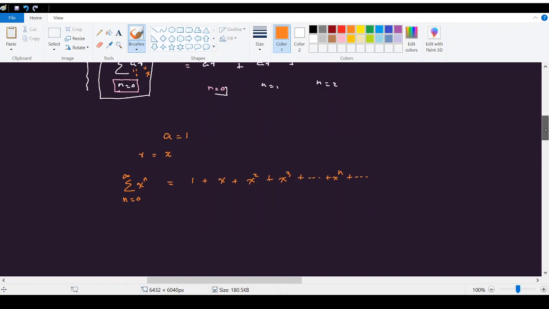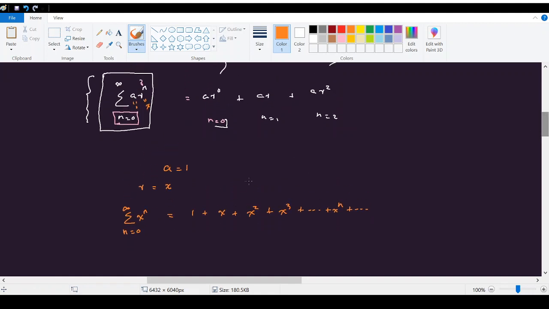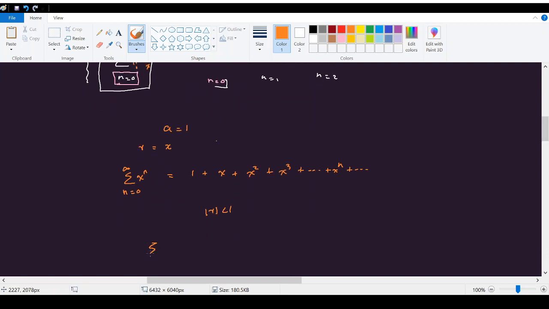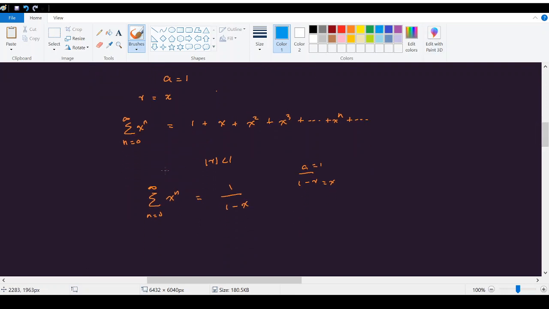Now the important thing here is, we know that if the modulus of the common ratio is less than 1, then the summation converges, and we can rewrite it as 1/(1 minus x), right? This is actually a divided by 1 minus r, but here a was equal to 1 and r was written as x. So this is kind of a standard formula that we should keep in mind.